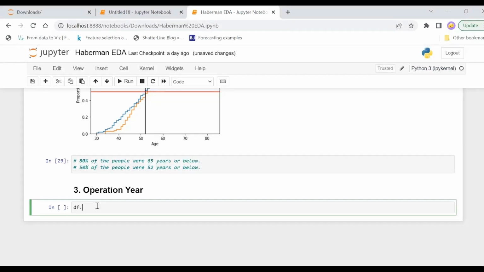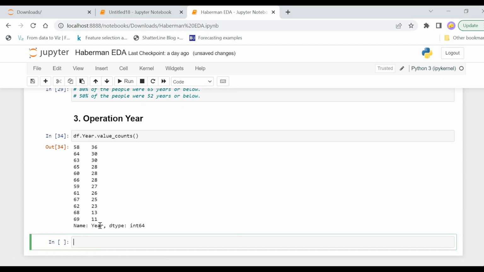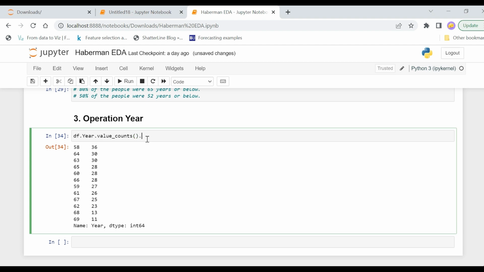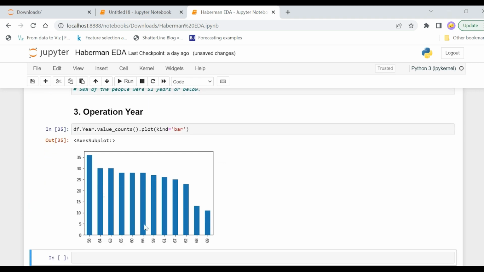So here in this case, I would like to see the value counts, like how many operations happened in which year. So these are years and these are the counts. I cannot analyze it properly like this. So I can use plot here, plot kind, let's say bar. Okay, so now it is very clear.